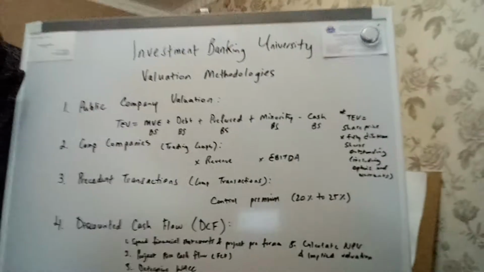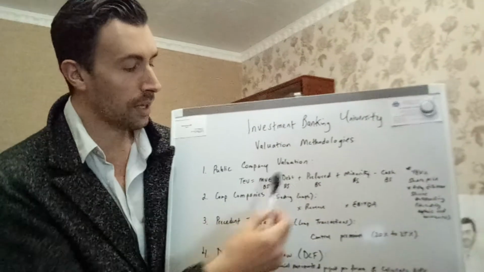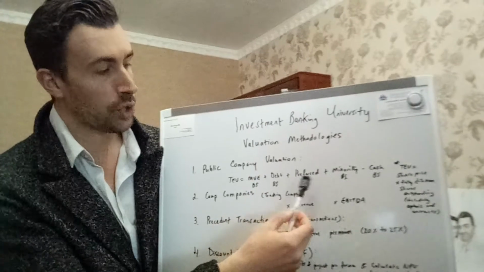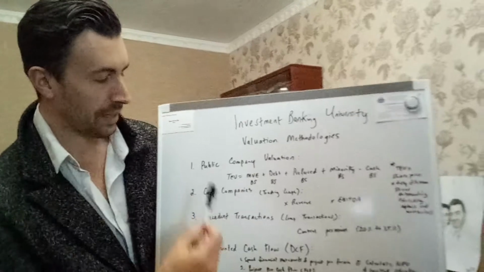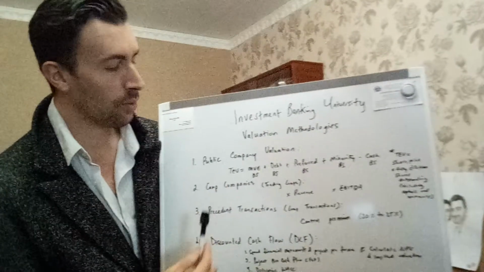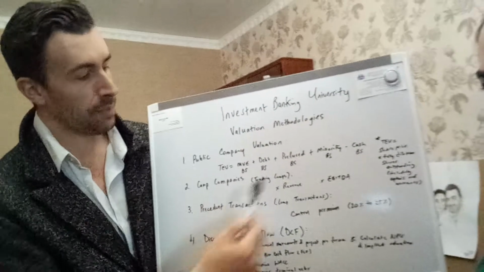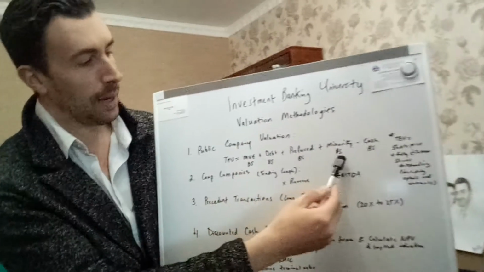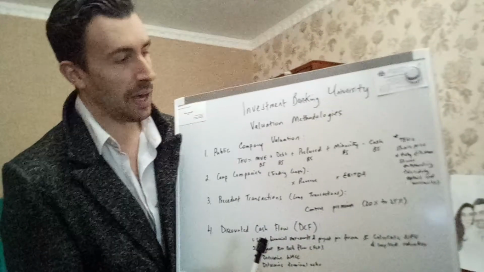So the first one that we're actually going to be looking at, the first valuation methodology, is called public company valuation. And that's where total enterprise value, or TEV, is equal to the market value of equity plus debt plus preferred shares plus minority interest minus cash. So the market value of equity, we're actually going to be deriving from the balance sheet. The debt's from the balance sheet. The preferred is from the balance sheet. The minority interest is from the balance sheet. And the cash is from the balance sheet.